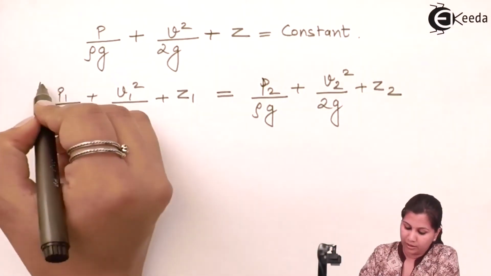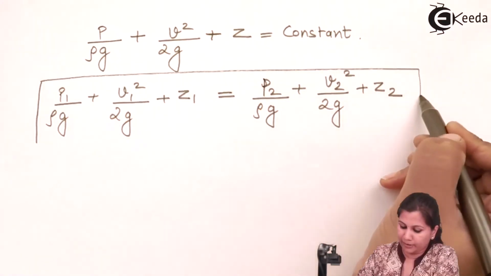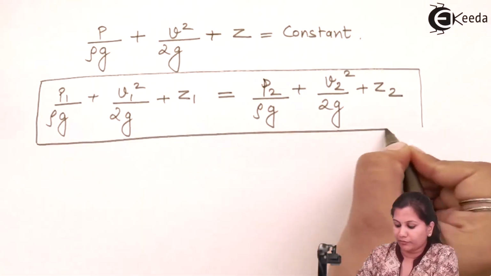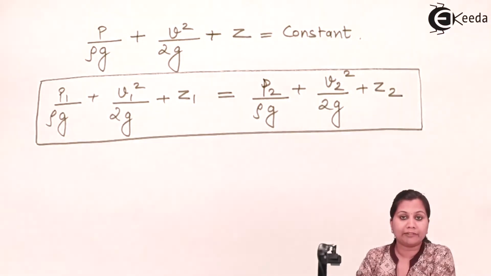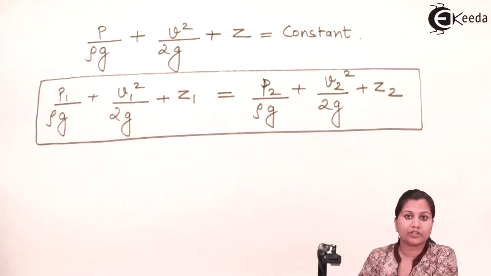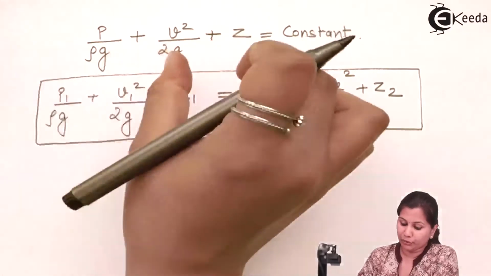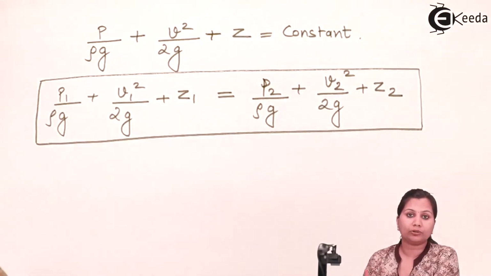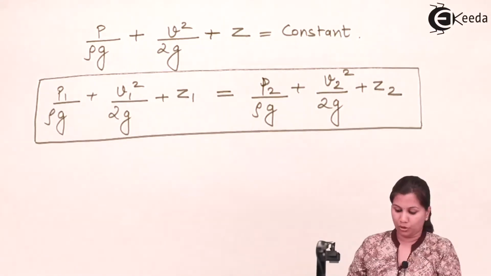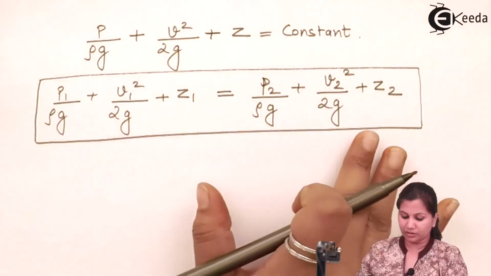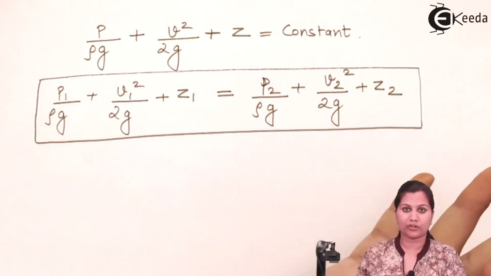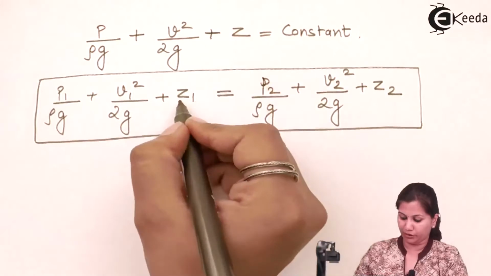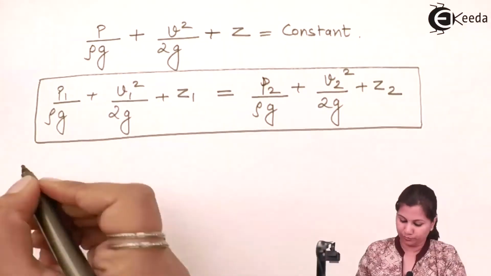So this is the principle of the Venturi tube: if we measure the total energies in the converging and the diverging part, the energies are constant. So we will use this equation to derive the velocity or to find out the fluid flow rate. Now in this equation, if the pipe is horizontal, then Z1 is equal to Z2.